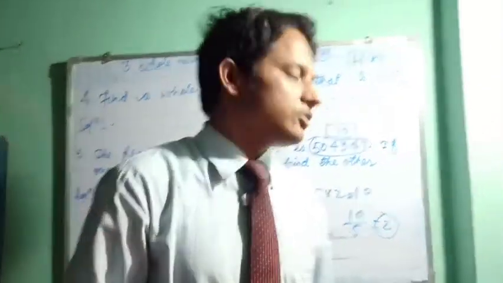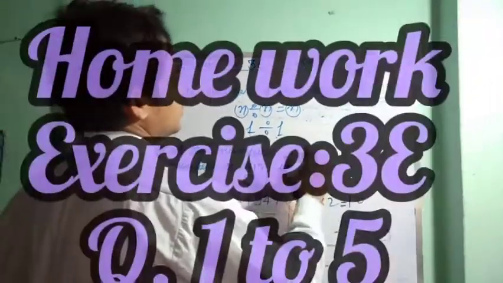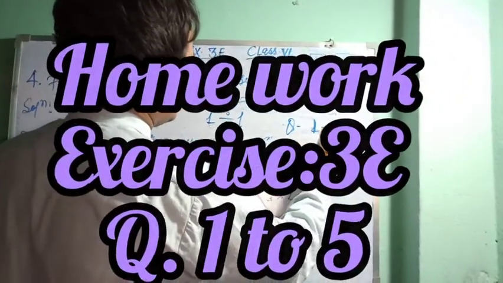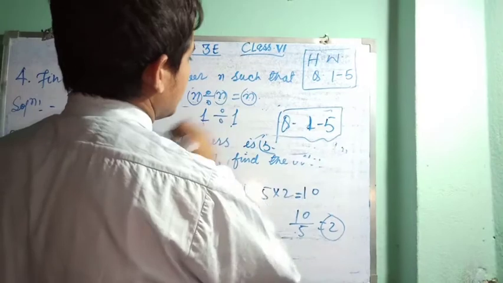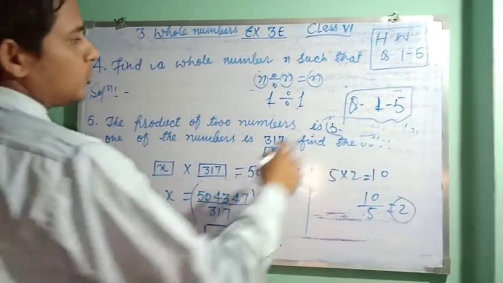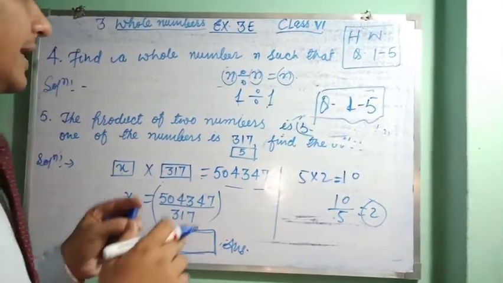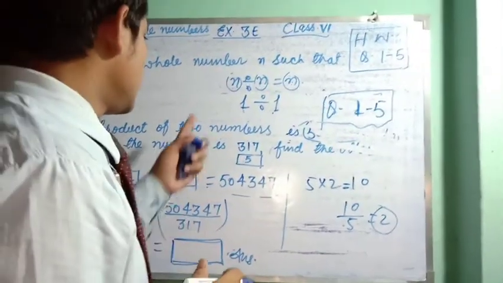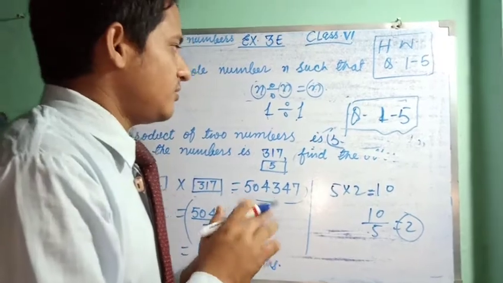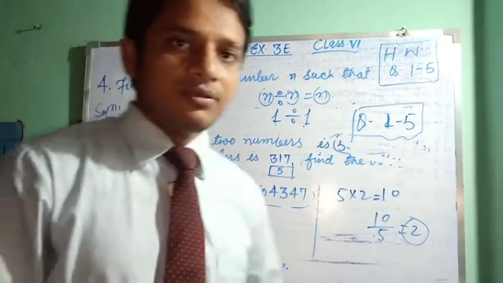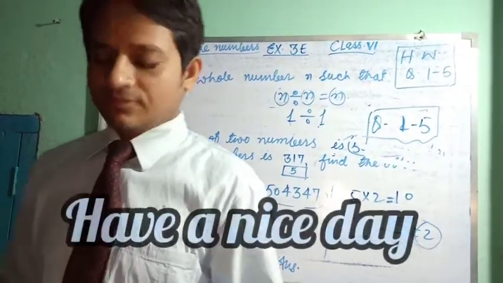Did you understand? Your homework, please note it down. Your homework is questions 1 to 5, because some of the questions I have already solved. You have to solve questions 1 to 5, and also the remaining questions. Write down all the questions with answers in a fair notebook. I hope you understood. Thanks a lot.